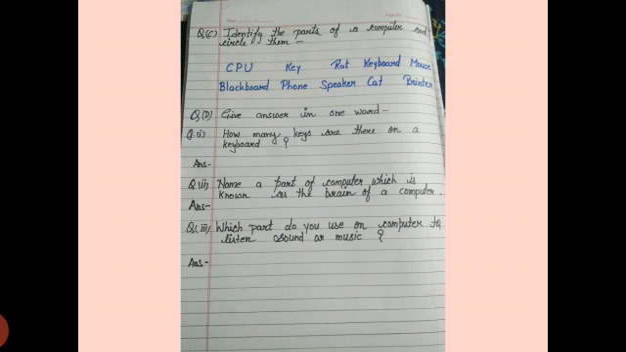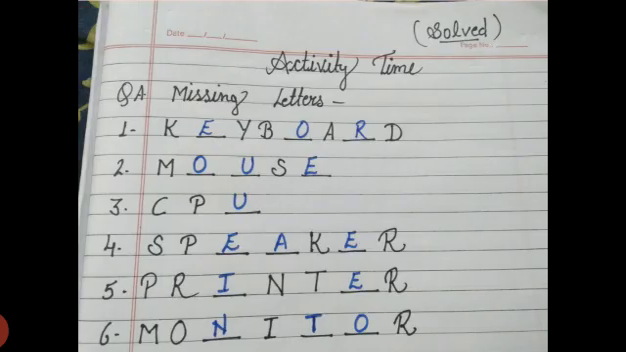So now all of you do this. Now, the solution is here. This is for you. The first, keyboard. The second, mouse. The third, CPU. Fourth, speaker. Fifth, printer. Number 6 and last, that is monitor. Very good, you all.